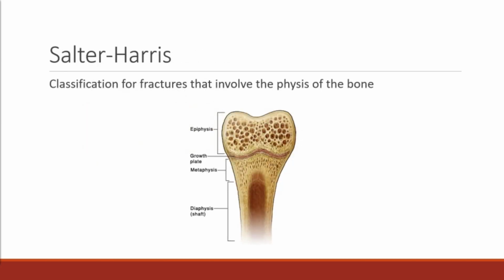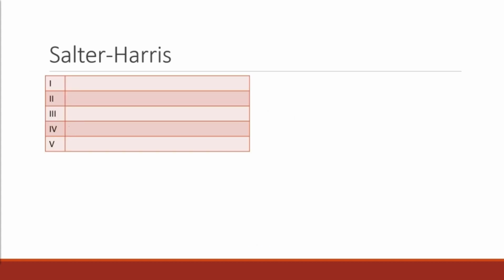Another type of fracture pattern is the Salter-Harris fracture. And this is a classification for fractures that involve the physis, or the growth plate of the bone. So just a quick review of our bony anatomy. We have our growth plate right here with the epiphysis above, the metaphysis below, and then the diaphysis is that shaft of the bone. Now, the cool thing about Salter-Harris fractures is the name is the mnemonic, so they can be pretty easy to remember.